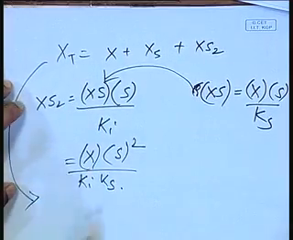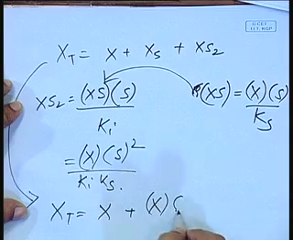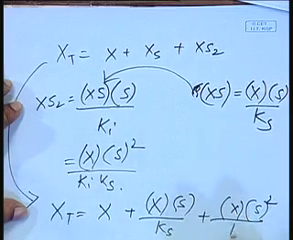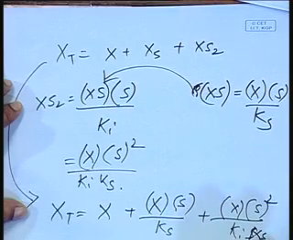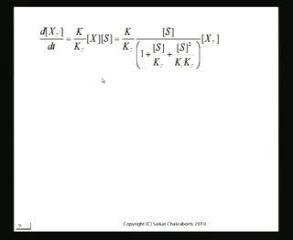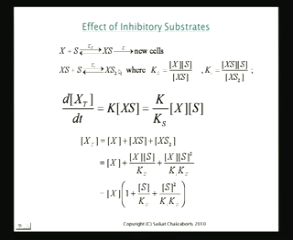So from here, if I replace it over here, I get x plus x times s over ks plus x times s square over ki ks. So you can take it out. So what you get over here is that dx dt equals k over ks times x times s. The reason being that this is the final reaction. Okay, this is the only thing that generates products. Fine. Is it clear? So this is the only step that generates products.